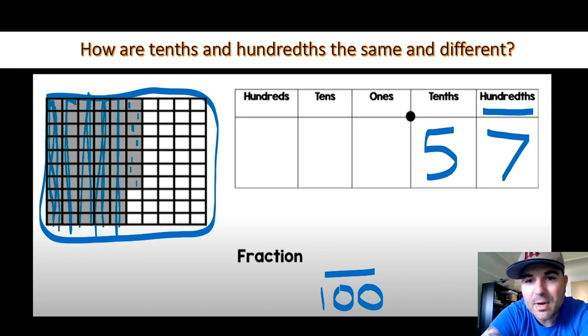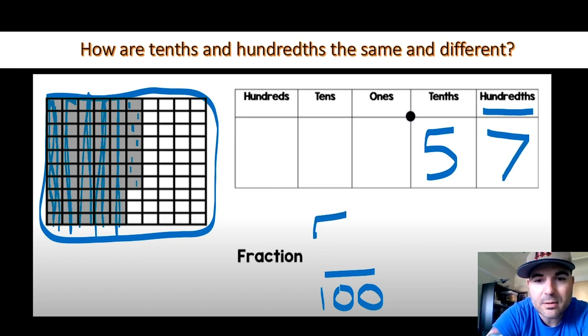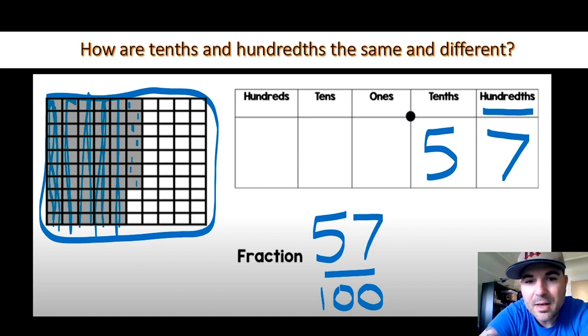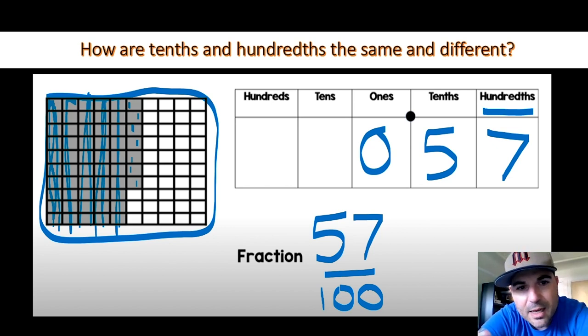When I want to finish writing it as a fraction, I put that I have 57 out of the 100 equally sized squares shaded in. And I finish by putting a 0 in our ones place because I look at my decimal grid and I see that not all of the squares are shaded.